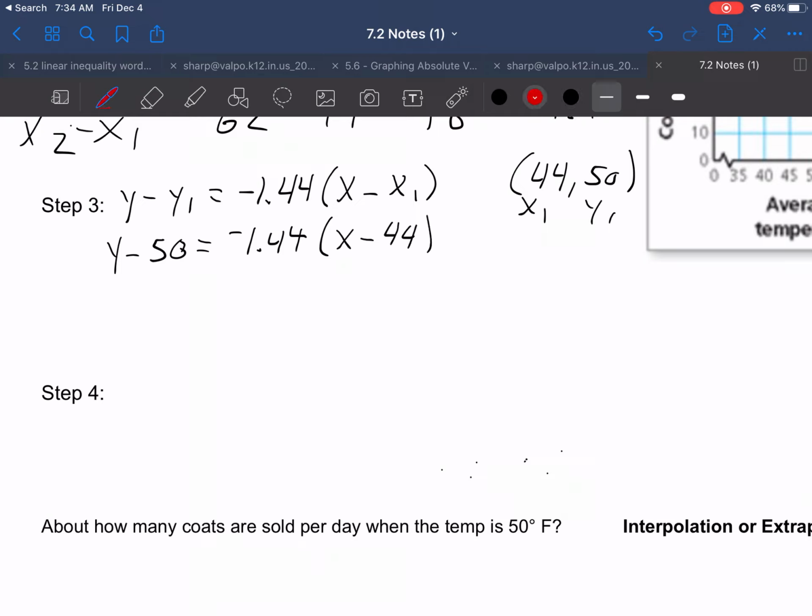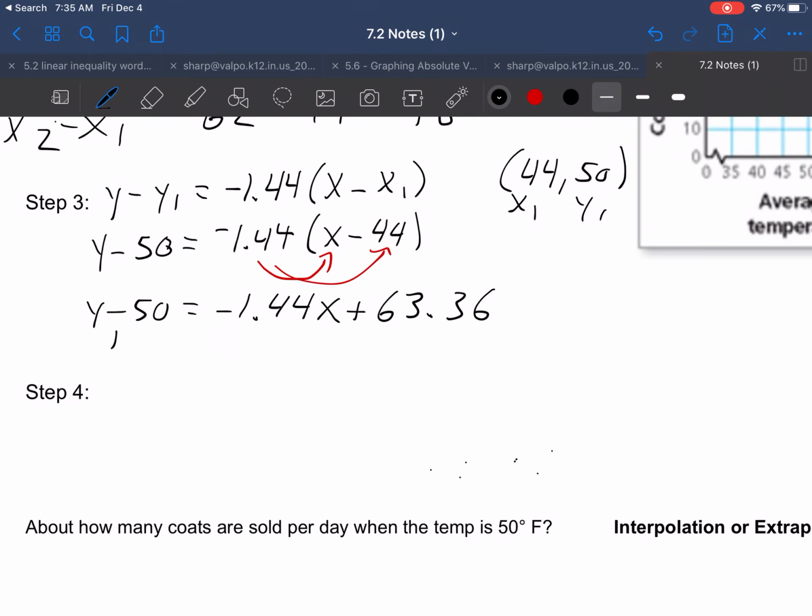So if you guys remember from last unit, this slope needs to get distributed all the way through your equation. So now I have y minus 50 equaling negative 1.44, with an x on it because it got multiplied by the x. But then the next step makes me distribute that negative 1.44 all the way through to the negative 44. So on my calculator, negative 1.44 times negative 44 should be getting me like a 63.36 positive, because they're both negative. 63.36.